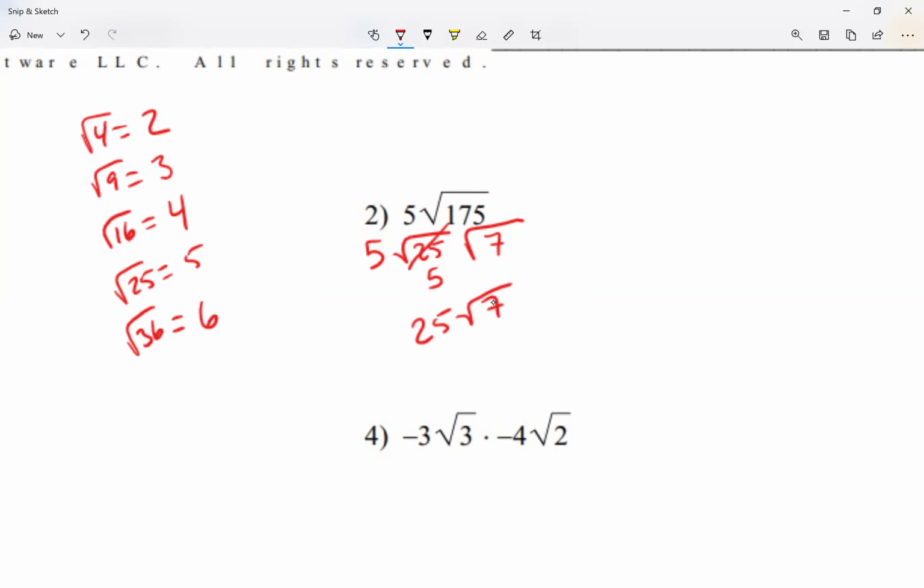Now, can I simplify this? No, I cannot. Okay, so there's my answer, 25 radical 7. I'm going to write this as 25 rad 7. Not bad, not bad.